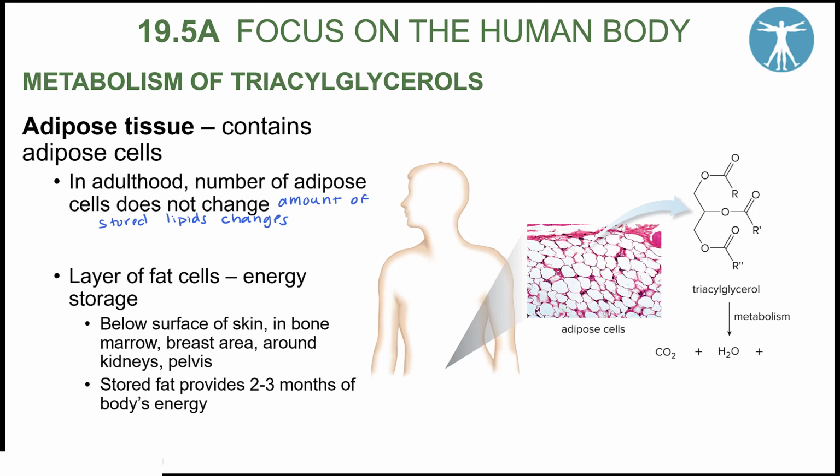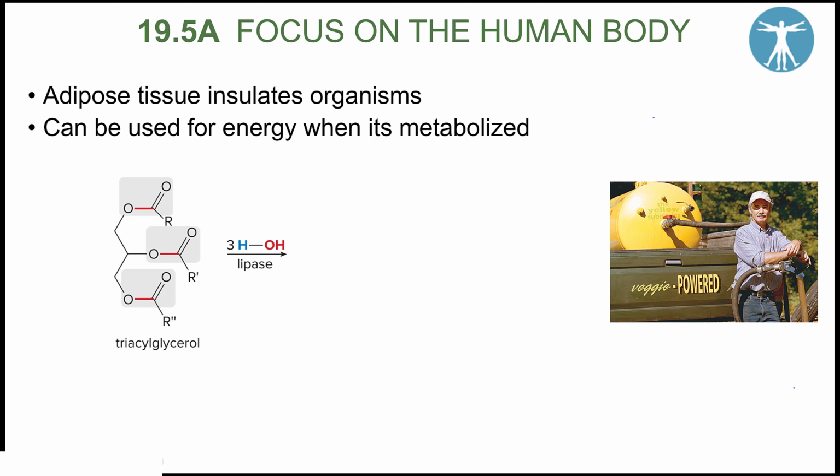If we have a typical triacylglycerol, this will get hydrolyzed and then metabolized, so it's going to get broken down further to form carbon dioxide plus water. And as a result of that, we also get energy, and that is going to be 9 kcals per gram. So if you ever notice, your fat content on different products are equal to 9 calories. If there's 4 grams of fat in a product, that's going to contribute to 36 calories in whatever it is that you're eating. Adipose tissue insulates organisms and can be used for energy when it is metabolized.